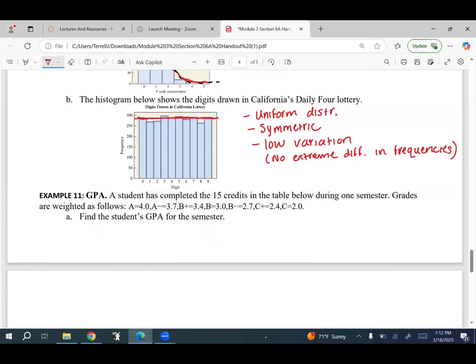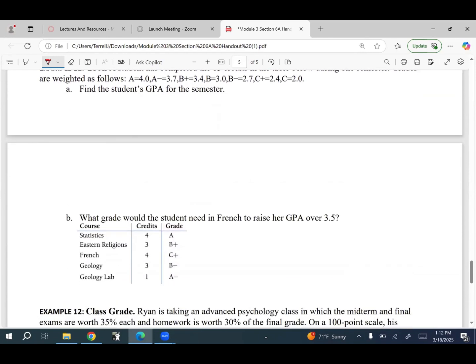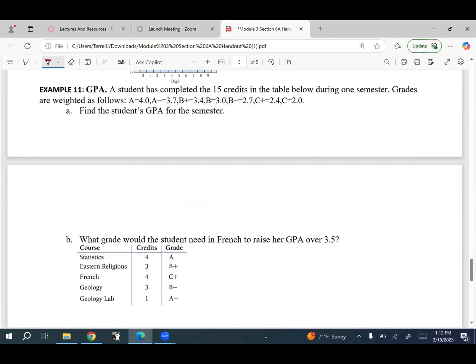Let's look at the next example. We're discussing GPAs here. It says a student has completed the 15 credits in the table below during one semester. So for part A, we're going to be utilizing this table here. Grades are weighted as follows. So an A is 4, an A minus is 3.7, B plus is 3.4, B is a 3, B minus is 2.7, C plus is 2.4, and C is a 2.0. Find the student's GPA for the semester.